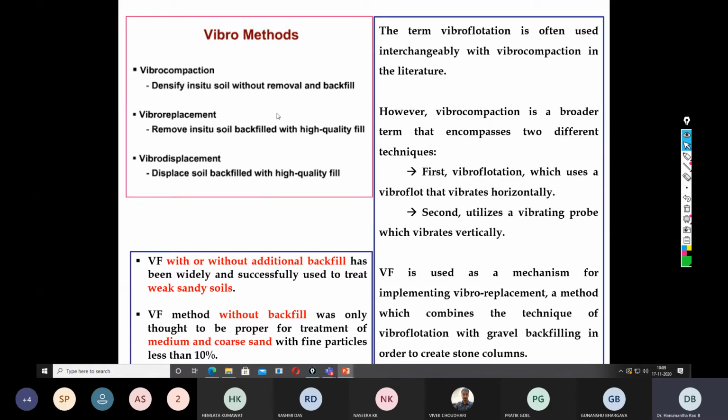But if you look closely, the vibro compaction does not create any kind of stone column. But vibro replacement and vibro displacement may create some kind of stone columns. Both these techniques can be used for creating the stone columns, because removal and refill creates the stone column. Displace and refill also creates the stone column.